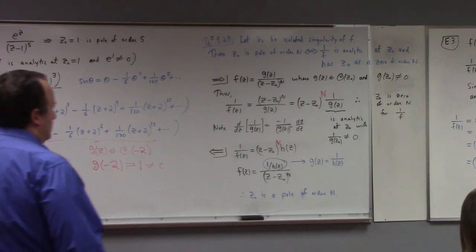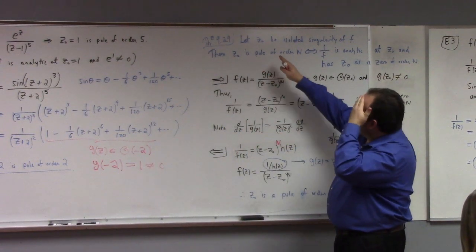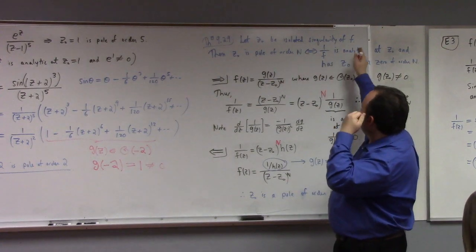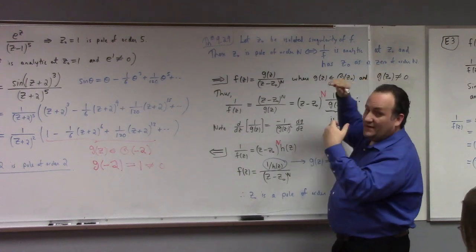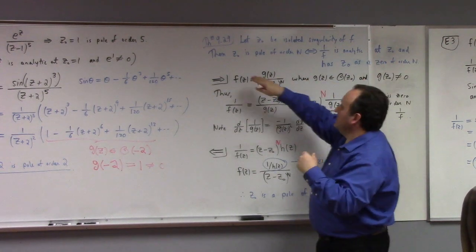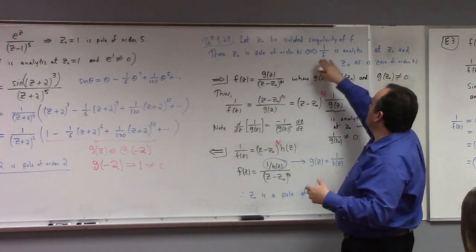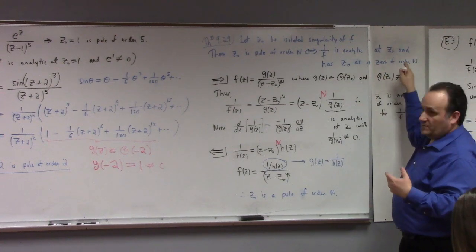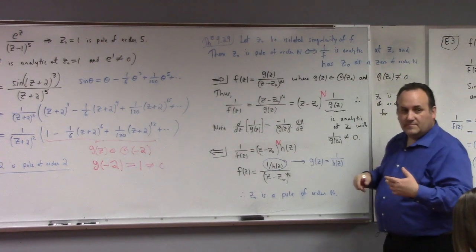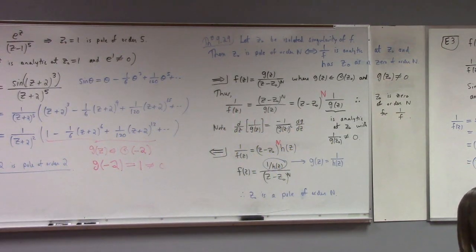I bet this is true. Let me at least say it in words. Let z naught be an isolated singularity of f, and let's think of that being at infinity. Then z naught is a pole of order n at infinity if and only if 1 over f is analytic at infinity and has z naught as a 0 of order n. If that theorem's true, let's suppose it's true for a second. Maybe I'll make that a homework problem for you guys.